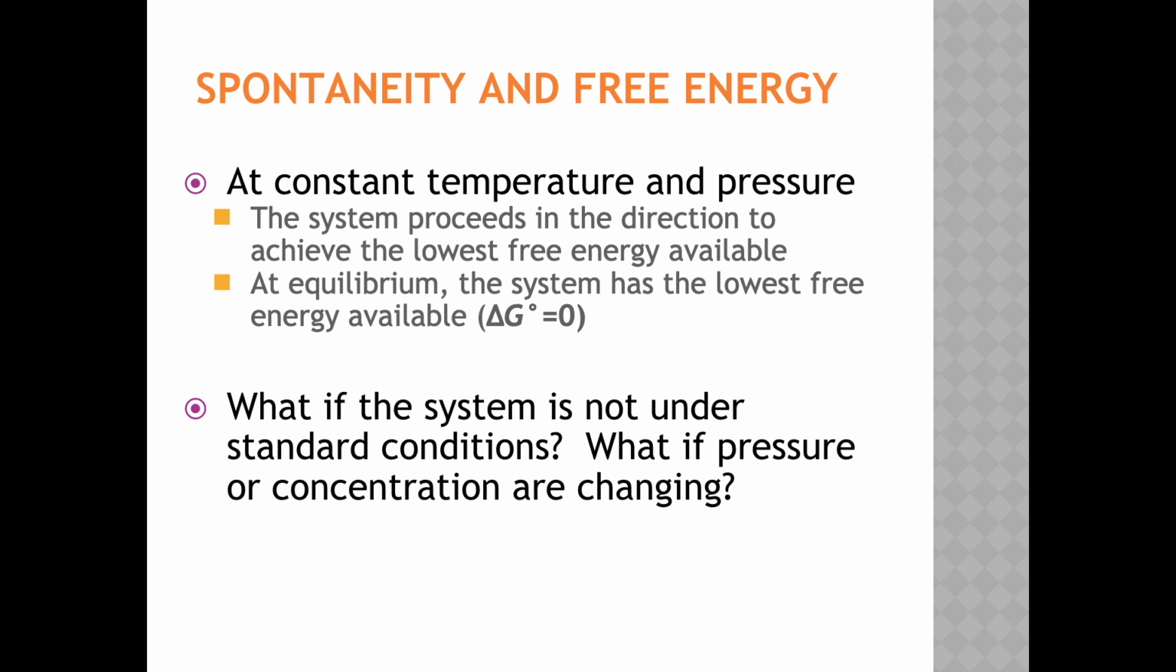To review, at constant temperature and pressure, a chemical system will proceed spontaneously in whichever direction lowers its free energy. At equilibrium, the system has the lowest total free energy available to it, so no further free energy change occurs. Delta G is equal to 0. So far, we focused on the free energy change at standard pressure and with standard states. So let's see how changing the pressure and/or concentration will influence spontaneity.